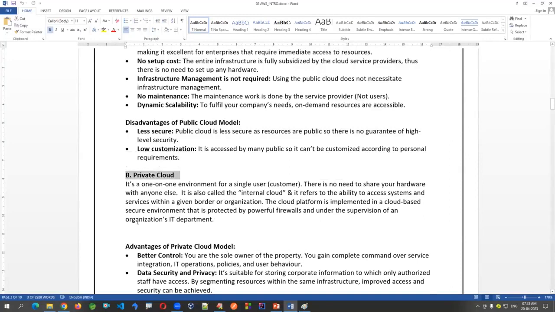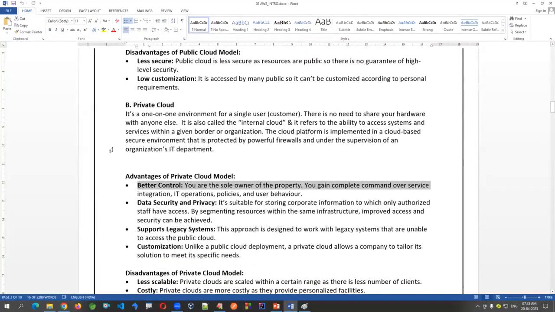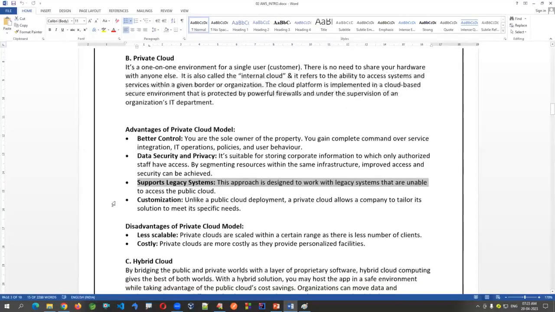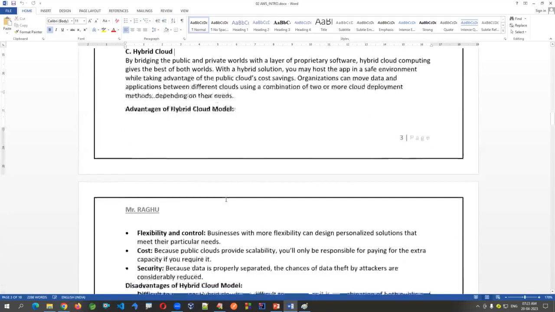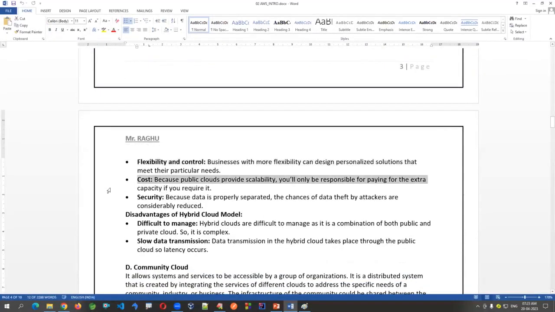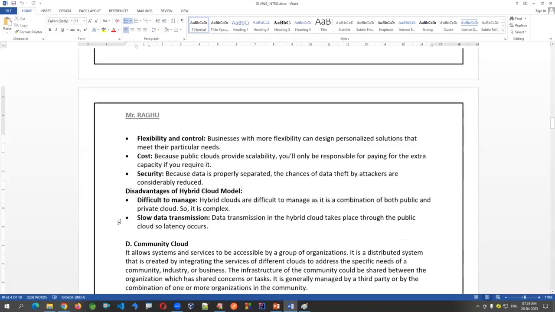Private cloud, yes, it gives better control over security mechanisms. It's high security. We can support legacy systems and old configurations, and we can also do customization. But scalability and cost are very high. Hybrid cloud, some people recommend it as a good approach nowadays. It's flexible, controllable, cost effective, and secure, but managing is a bit difficult because you have to take care of two clouds at a time. And if you do not maintain your private cloud properly, data transmission over the network becomes difficult.